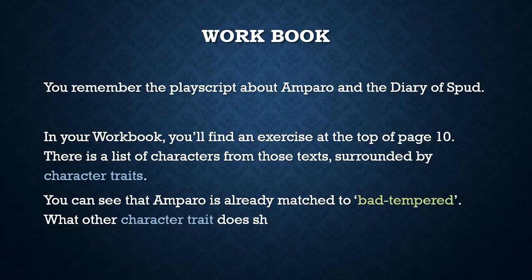You can see that Amparo is already matched to the character trait bad-tempered, because she is. She's bad-tempered. What other character traits does she have? If you look at that list, or those words in the circle going around, you can see something else that matches her. Maybe there's a third one as well. She was the only one out of her brothers who decided to go and do the sensible thing and see Uncle Carlos. Okay, so sometimes you'll see two or maybe three that could match with a character, but try and choose the most obvious ones first.